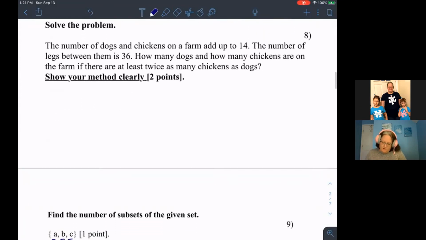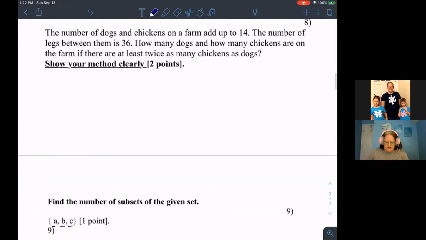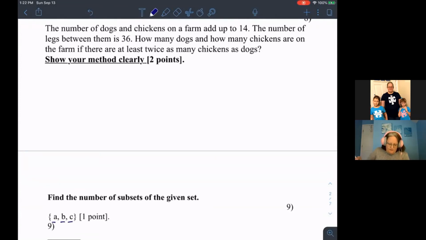Okay, so this says solve the problem. The number of dogs and chickens on a farm add up to 14. The number of legs between them is 36. How many dogs and how many chickens are on the farm if there are at least twice as many chickens as dogs? So show your method clearly. I kind of did the guess and check method. I started with like 10 dogs. I just started randomly.